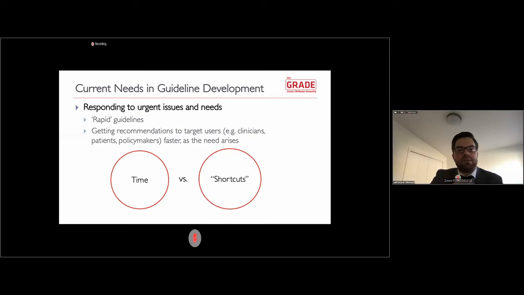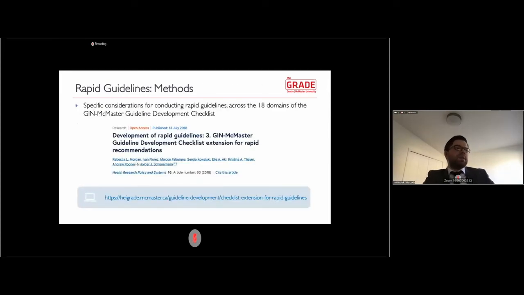And of course, this becomes an issue of human resources again, because you might be able to complete all of those steps, but in a rapid fashion because you have multiple people working on large teams that are able to divide up the workload. So the aspect of rapid really has to do with time and also potentially some shortcuts you might be able to use in the process to cut down on the time to produce a guideline and recommendations.